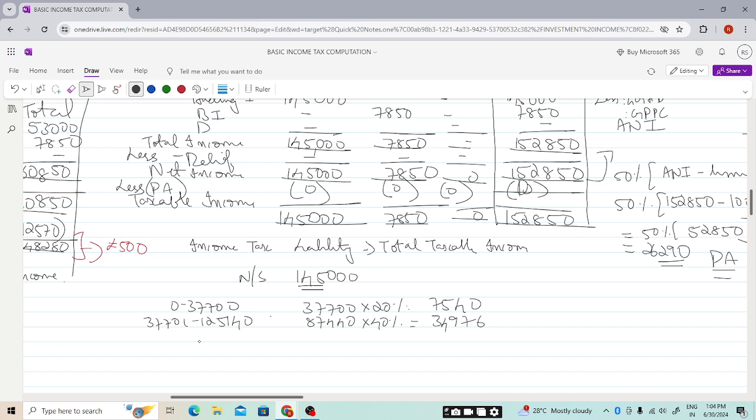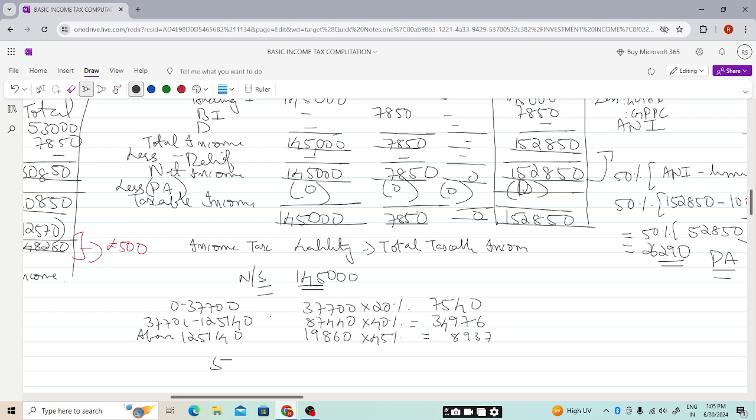34,976. What is the excess above 125,140 is 19,860. This will be taxed at 45%. So this will give rise to a tax of 8,937. Done with non-saving, because see how income tax is calculated on a rule basis, rule scale, from 0 to 37,000 at 20%, from 37,000 to 125,140 at 40%, above 125,140 at 45%.